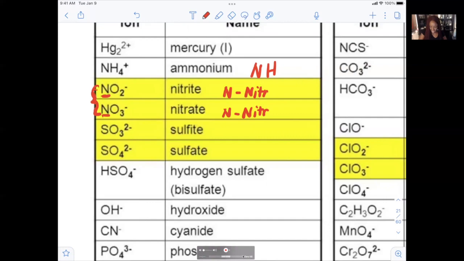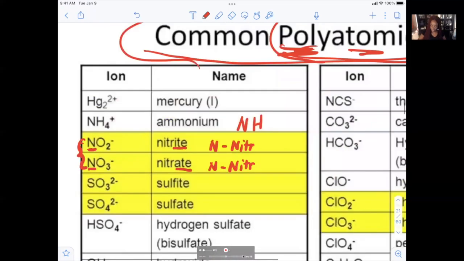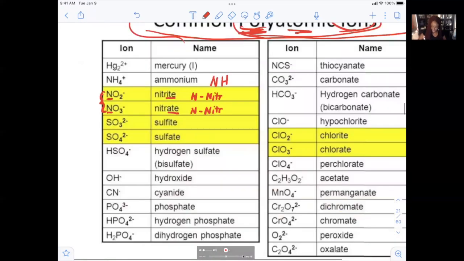When it comes to the "ite" and the "ate," these are suffixes in the name. The prefix is the nitro part, and the suffix is the second part that is common. The suffix represents a relative number of oxygen, not a specific number. Polyatomics that end with "ite" tend to have less oxygen. So where do I write this? I need to write this somewhere. Let me write it down here.